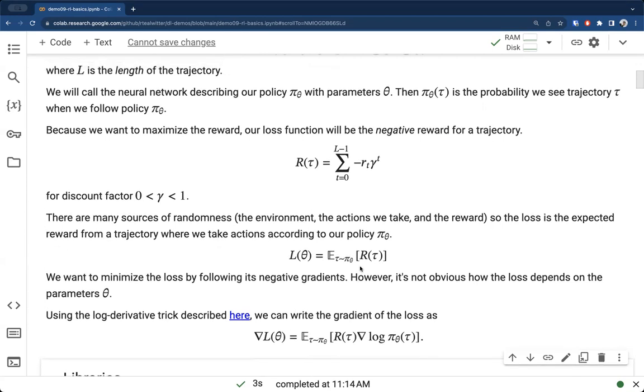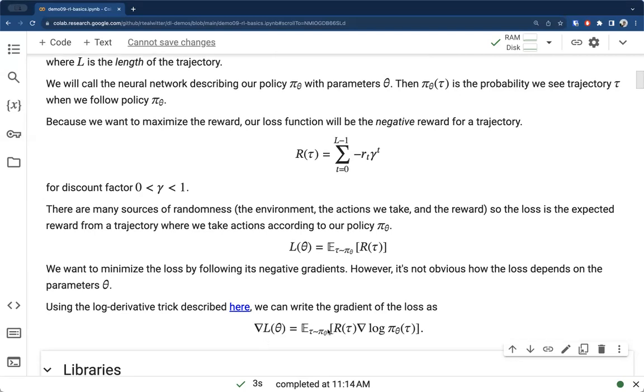There's a complicated relationship where we sample a trajectory according to pi theta, and that induces some rewards, which on its surface doesn't even look like a differentiable function or something that we could optimize over. Luckily, there's a very nice trick called the log derivative trick, described in Chinmay Hegde's notes, which enables us to write the gradient of the loss as this quantity, which is the expectation of this reward times the derivative of the log of the policy.